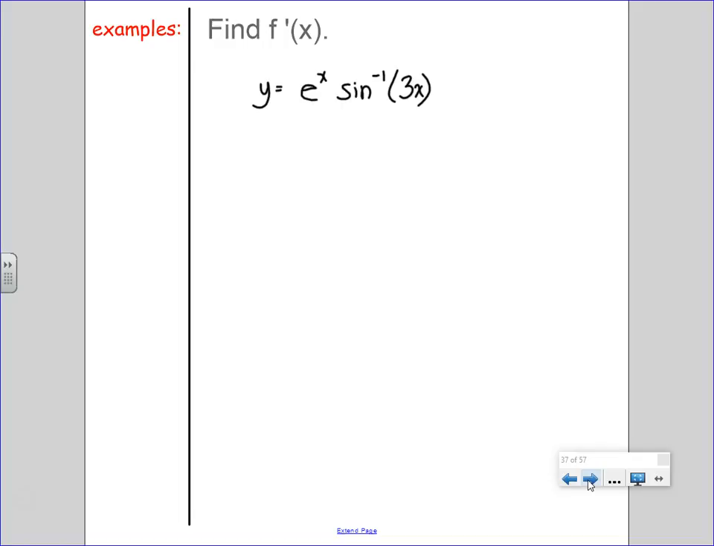Well, there is an inverse, but that's not the big picture. What's the big picture? Product rule. Product rule, right? Are we all tracking?